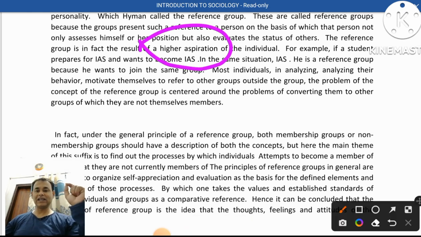For example, if a student prepares for IAS and wants to become an IAS officer, in some situations IAS is a reference group because he wants to join the same group. IAS becomes the reference group for that person.